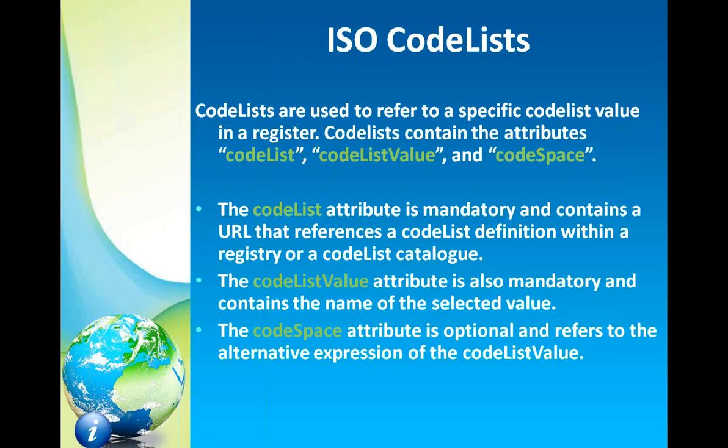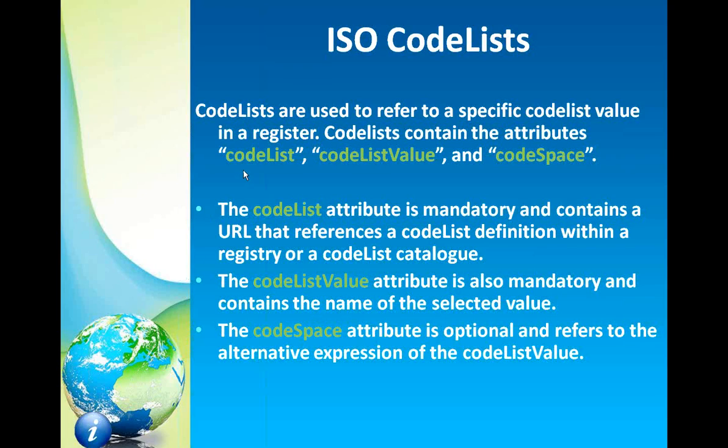Code lists are used to refer to a specific code list value in a register. In order to standardize allowable textual values for metadata elements, ISO metadata makes use of these code lists. A code list is an open enumeration of values. It is a flexible mechanism permitting code lists to be extended as needed.